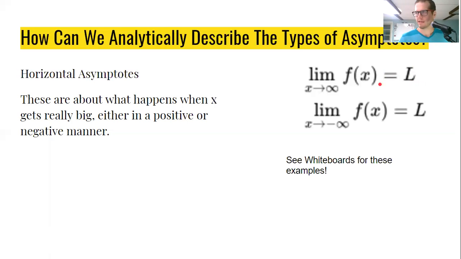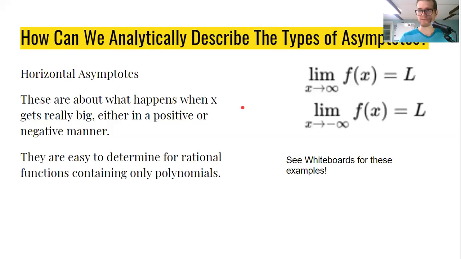When you have a limit statement like this, we can say there's a horizontal asymptote at y equals L. Again, maybe you reach L, maybe you don't. Maybe you touch it once and that's done, or maybe you touch it an infinite number of times. But it's still the asymptote.